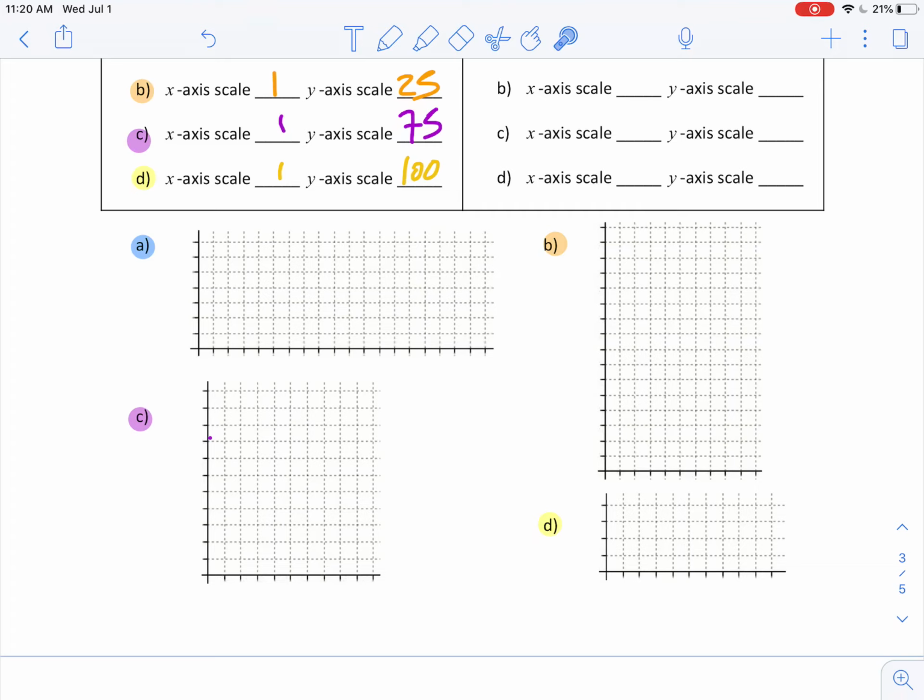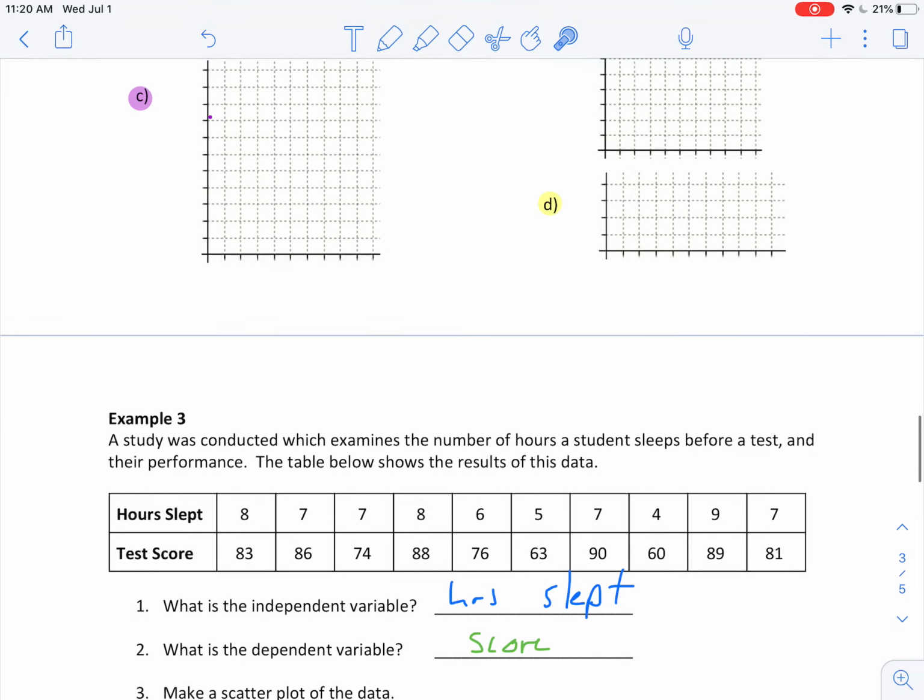And for D, my x-axis, I would keep it at 1, but it's a really short y-axis, so I would put every tick mark, or every unit increment, to be 100. 100, 200, 300, and then we can see that we would use the majority of the space on that grid.